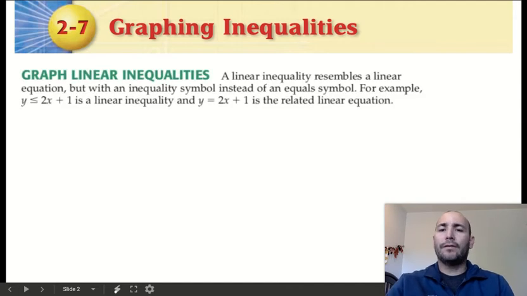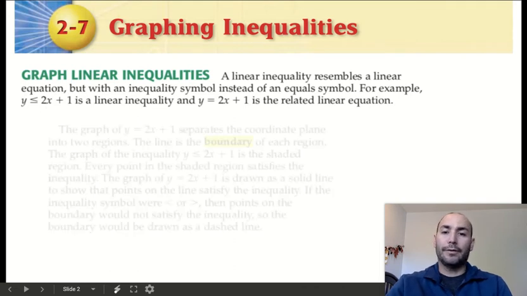So when graphing linear inequalities, it really resembles graphing linear equations, but with an inequality symbol instead of an equal symbol. So for example, if we were dealing with y is less than or equal to x plus 1, that is going to be very similar to when we were graphing y equals 2x plus 1, right? They're both in slope-intercept form, slope, y-intercept. So we're going to treat them very, very similarly.